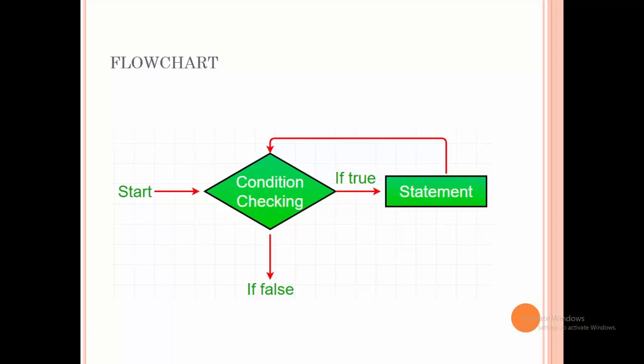So the while loop starts with the checking of the condition. If it is evaluated to true, then the loop body statements are executed. Otherwise, the first statement following the loop is executed. For this reason, it is also called an entry control loop.